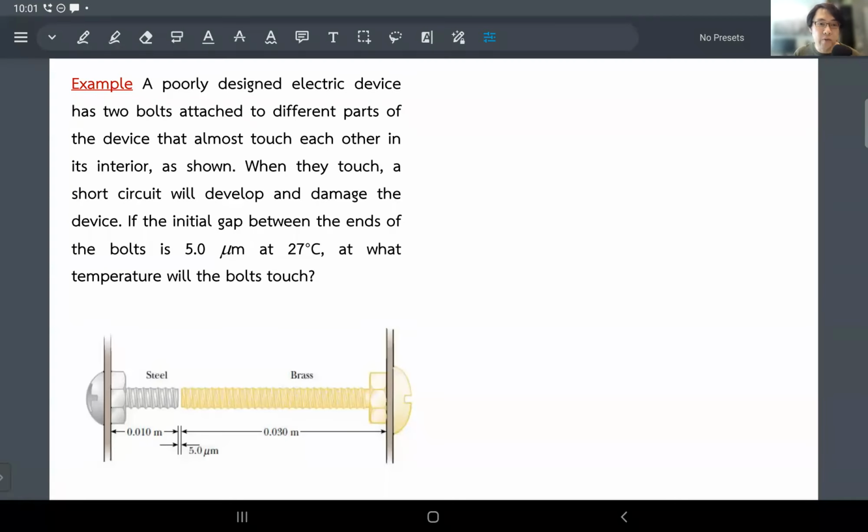All right, so let's start with these examples. We did thermal expansion last time, so let's apply that and see how it goes, okay?